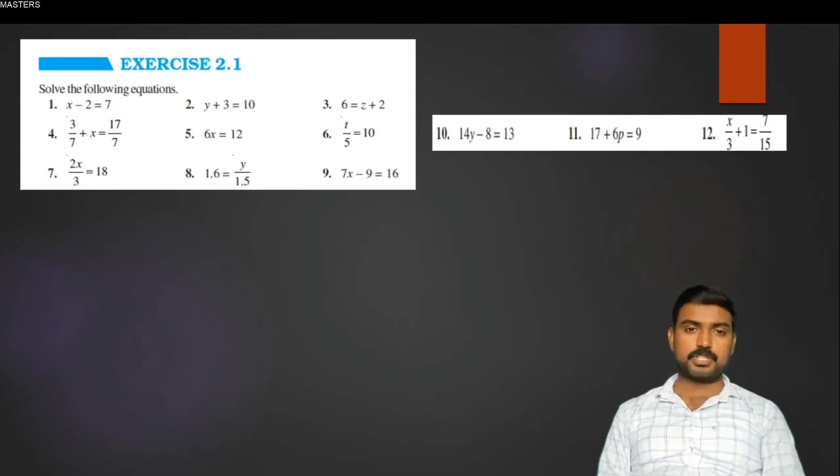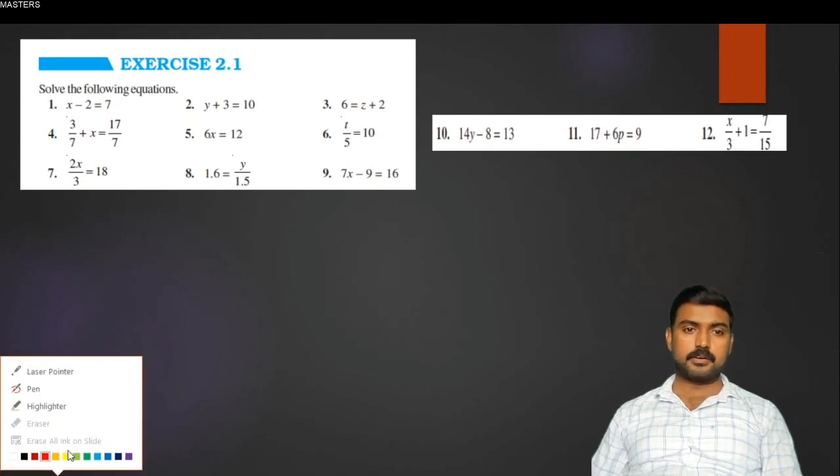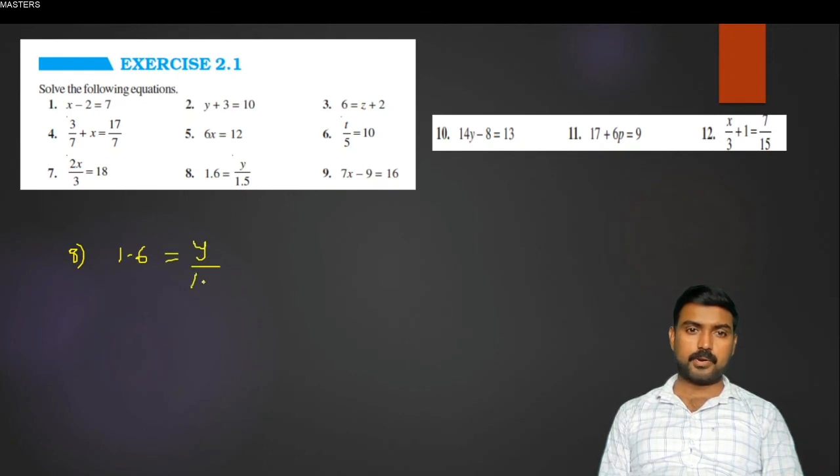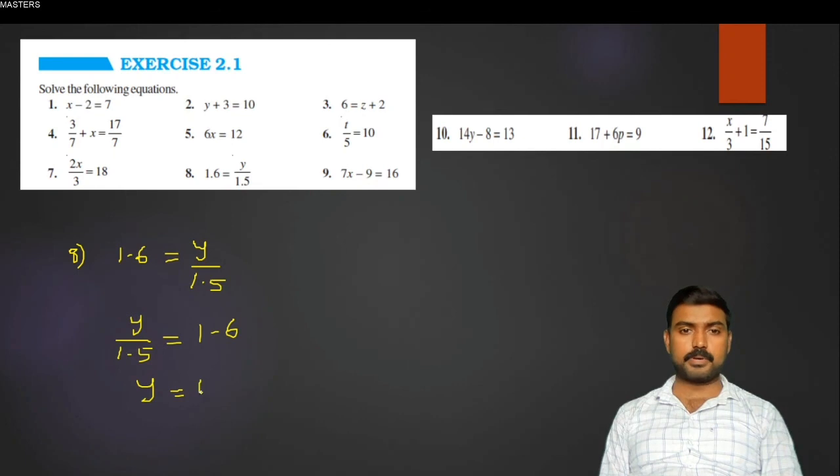Now we can go to question number 8. Question number 8 is 1.6 is equal to y by 1.5. Here the variable is on the right side, so this whole right side we can write on the left and the left to the right. So we get y by 1.5 is equal to 1.6. Now y is equal to, this 1.5 is dividing. If it is transposed to the right side, it will become 1.6 into 1.5.